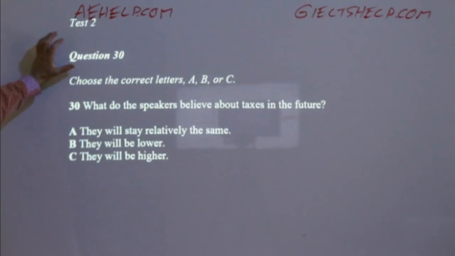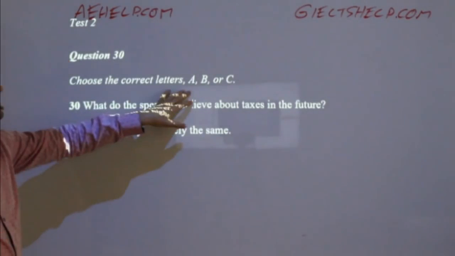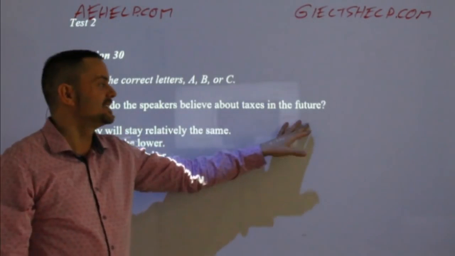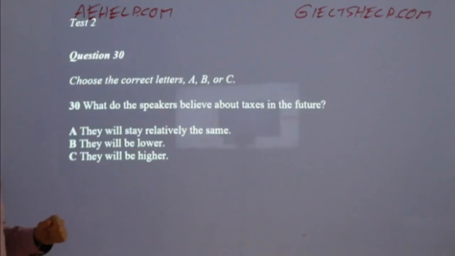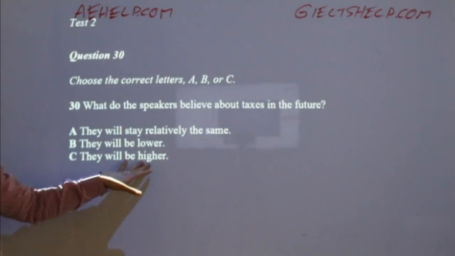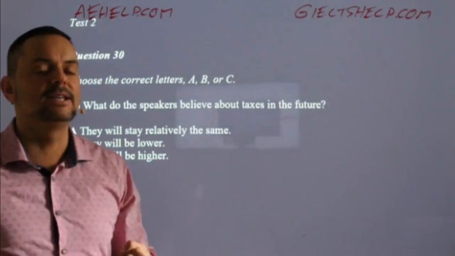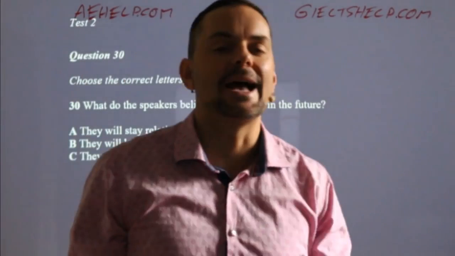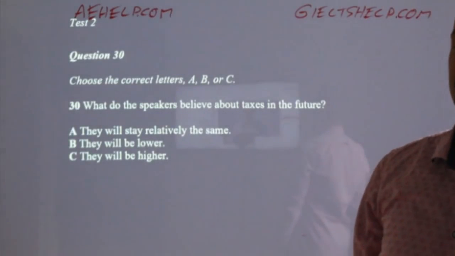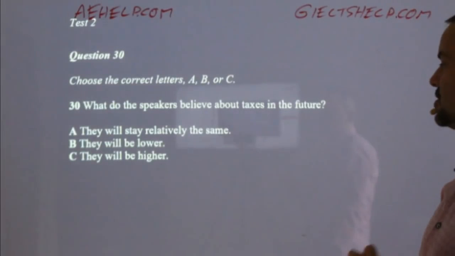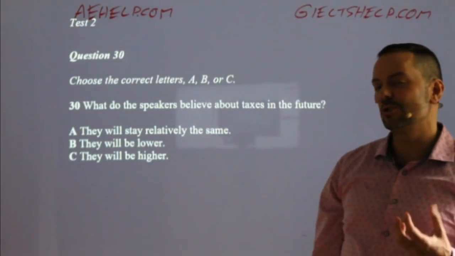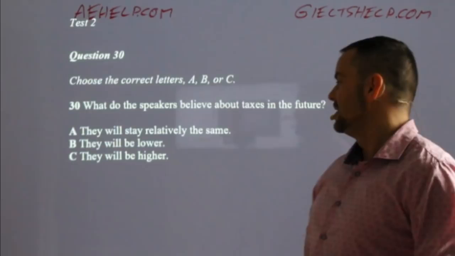Question 30, choose the correct letters A, B, or C. What do the speakers believe about taxes in the future? Again, logic is your friend here. They will stay the same. They will be lower. They will be higher. IELTS does reflect reality. Keep that in mind, okay? So IELTS does reflect reality. So what you think is true in reality should be true on the listening as well. They don't try to trick you in IELTS this way.